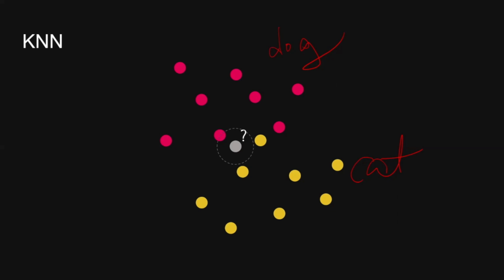Now, there's a gray one, which is a data point that I have never seen. The red dots and yellow dots are the ones that I already know what they are. And here's a new data point, a new observation, represented by gray. My job is to guess what this new point is. Is it a dog? Is it a cat? What is it? That's my job, okay?